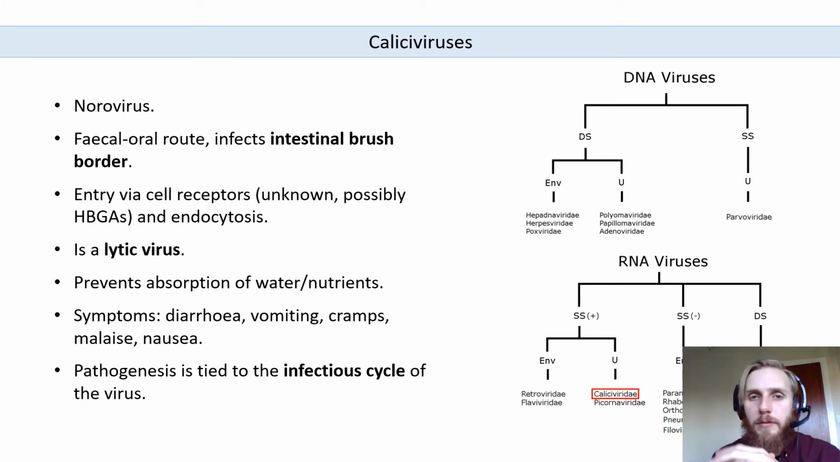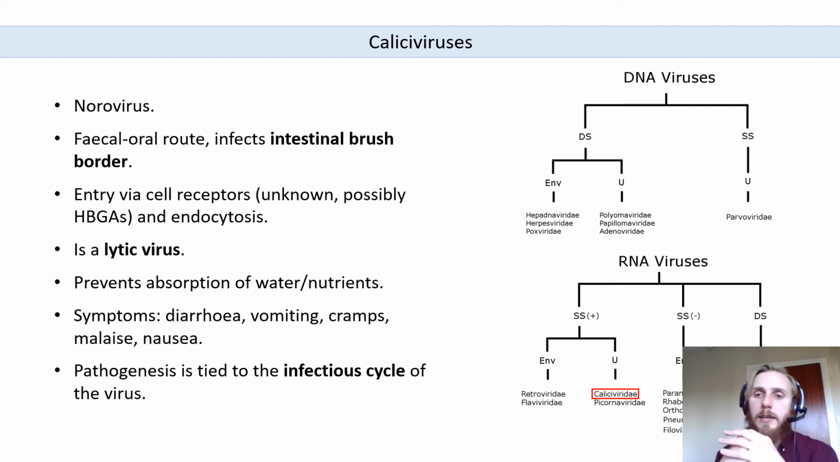The example here we have is norovirus. Norovirus is a calicivirus. It belongs to the Caliciviridae family. We can see it mapped out in the bottom right. It's in the RNA virus family, and it's a positive sense single-stranded RNA virus that is unenveloped, so it doesn't have a lipid envelope. Norovirus infects the intestinal brush border, so it's infecting the border of the intestines.